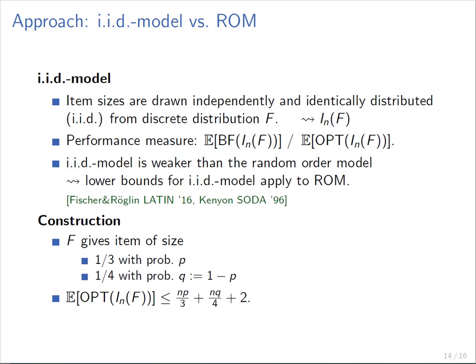The discrete probability distribution is quite simple in our case. The distribution gives only two different item types, either one item of size 1/3 with probability p, or an item of size 1/4 with probability q, which is 1 minus p. For such a distribution, it is not hard to analyze the optimal algorithm in expectation. The optimal algorithm will group these items according to their type, which means we can just use the expected number of 1/3 items, divide this term by 3, and accordingly for the other item type, and get the expected number of bins in the optimal packing.